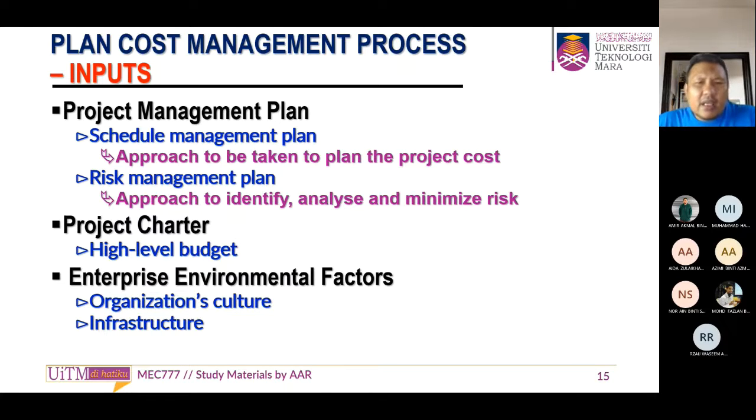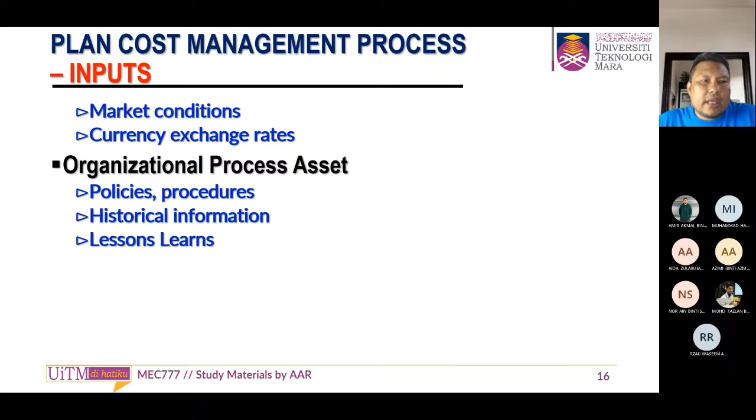So we have a ceiling, and then we need to work within the budget that we got. That is why they call it the high level budget. Enterprise environmental factors: culture and infrastructure, and then market conditions. We need to know the market conditions, as I said just now. When I wanted to make a signboard, we had not heard about the cost of steel, which suddenly increased to about double the cost before COVID.